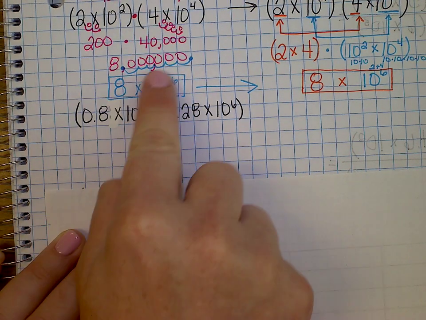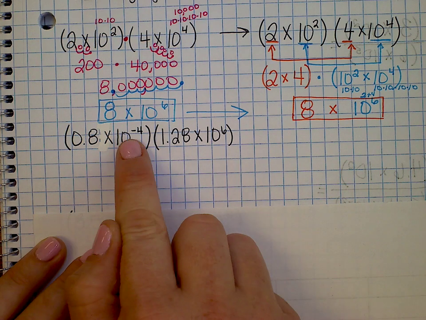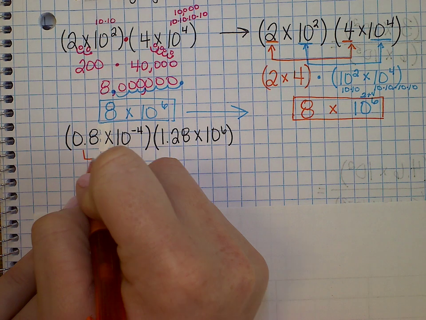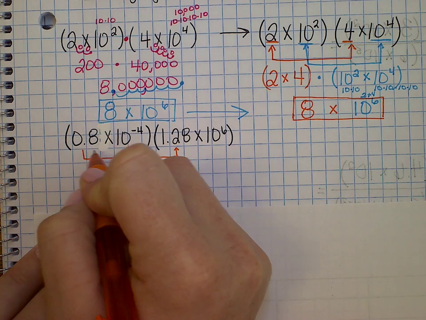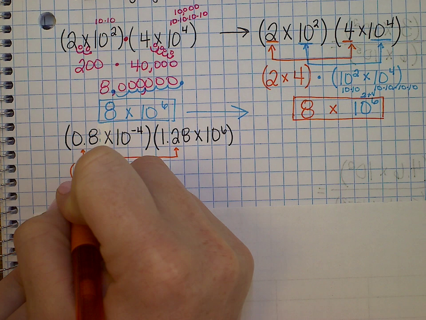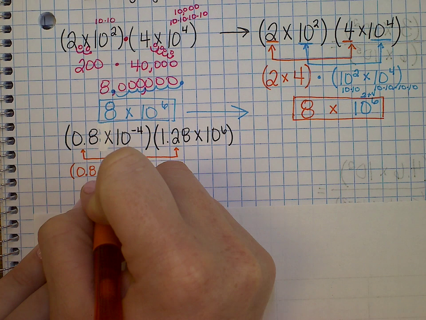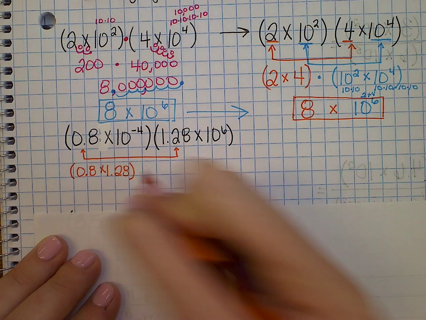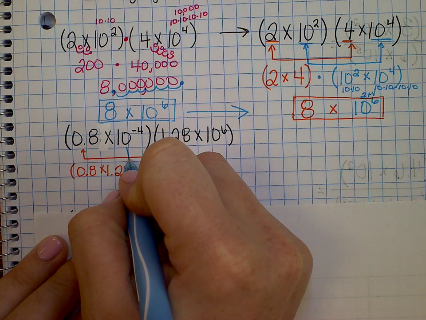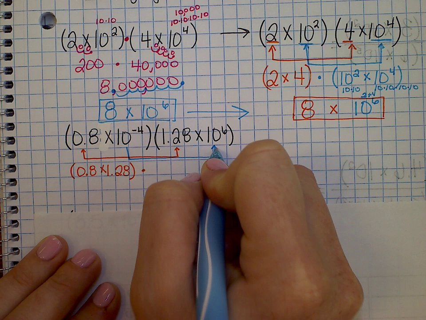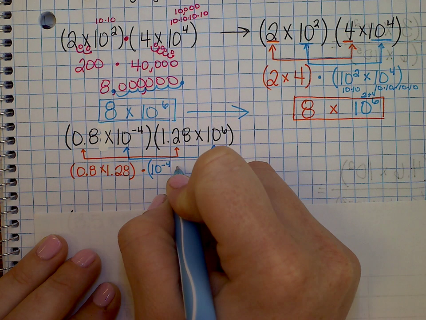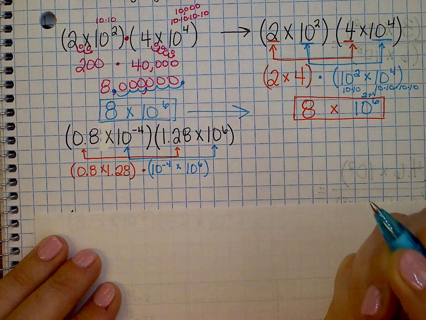I'm not going to do this step again because sometimes these get really, really big and it gets challenging. So what I want you to do each time is multiply this times that. So we're going to write it as 0.8 times 1.28 times 10 to the negative fourth times 10 to the sixth.